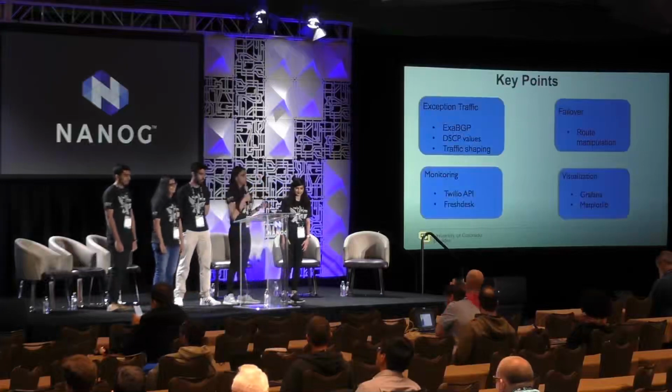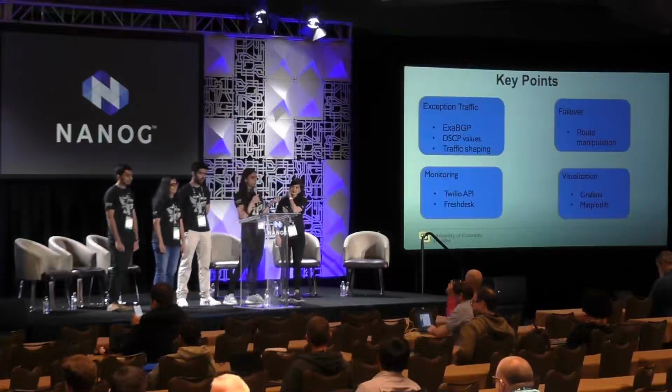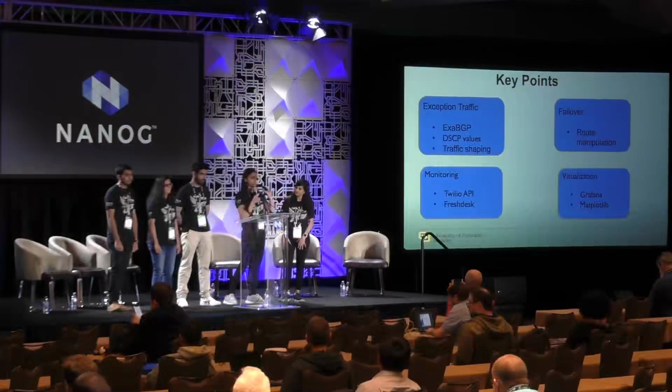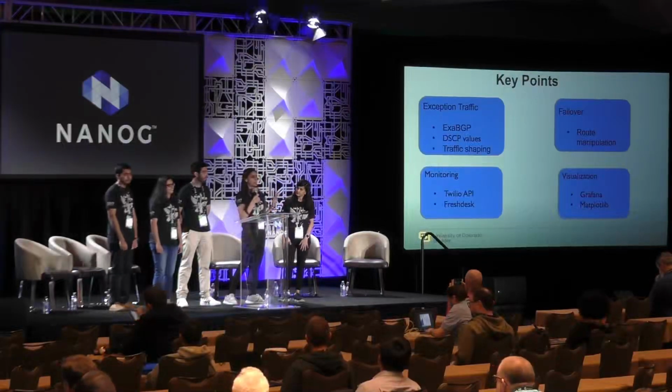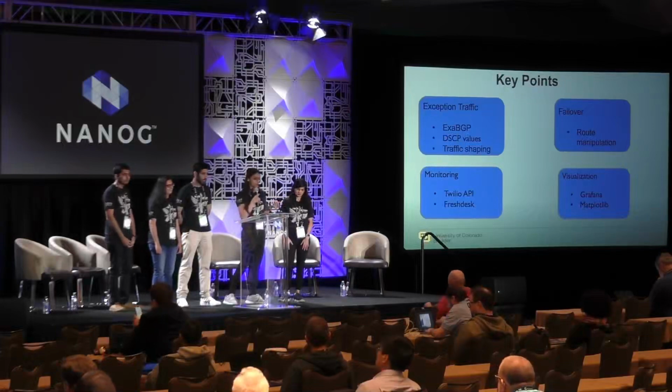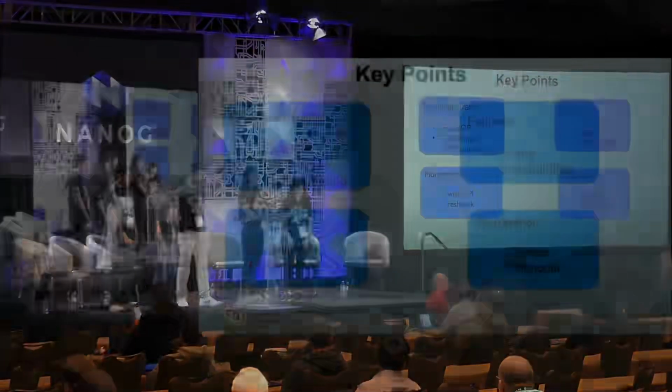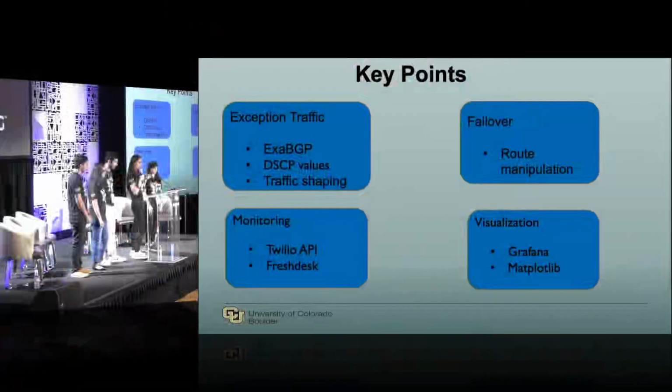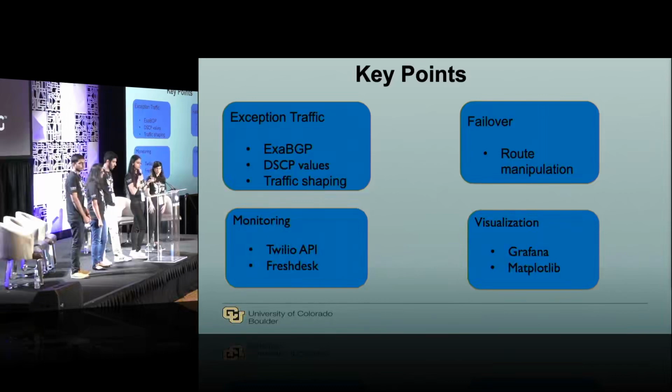Our hack was handling multiple HTTP requests that enter into the network in a given interval of time, and then rate limiting the traffic based on whatever is received. The key points of our hack were exception traffic, handling of exception traffic using ExaBGP, DSCP marking, and traffic shaping. For traffic monitoring, we used Twilio API and Freshdesk. For failover handling of traffic, we used route manipulation. And for traffic visualization, we used Grafana and Matplotlib.